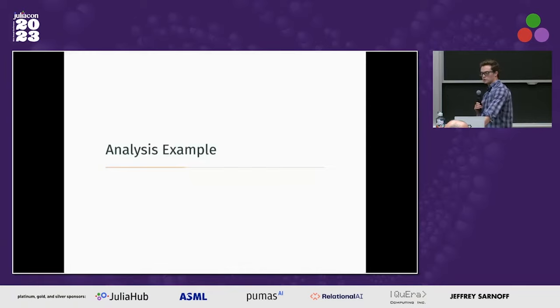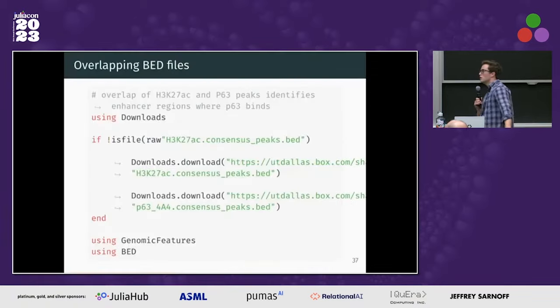So let's talk about a quick little analysis. This is one that I did a while ago on overlapping some H3K27 acetylations and some P63 peaks to identify these enhancer regions. So basically the cool part of this is being able to pull in this raw file and checking for that file. And if not, then we're going to download it from the internet. You could also use Data Toolkit, et cetera. But this was just a basic example from, I think it was Julia for data analysis at the time. And then you can use GenomicFeatures and use BED.